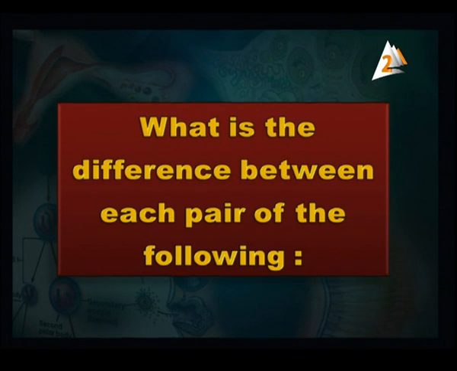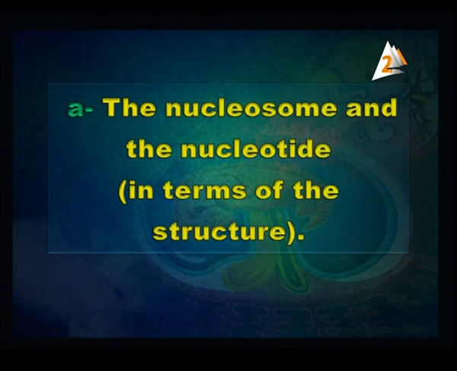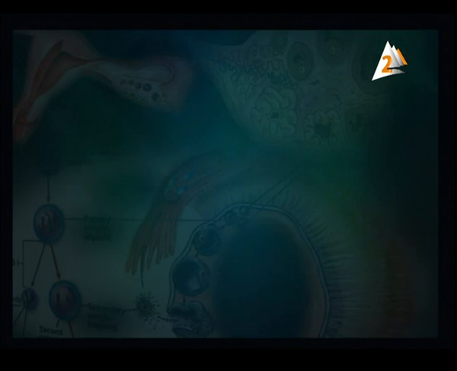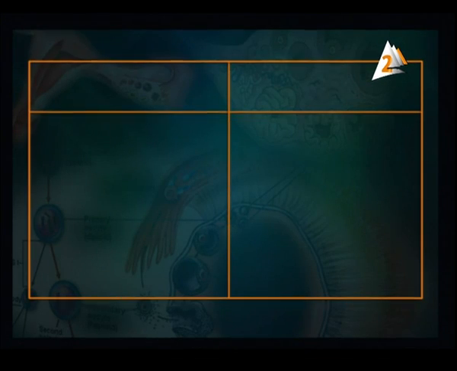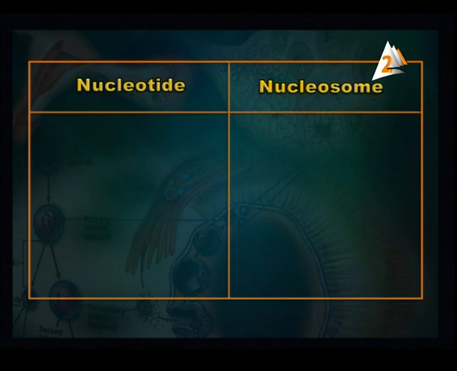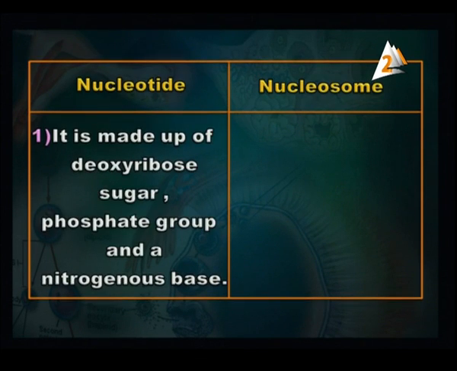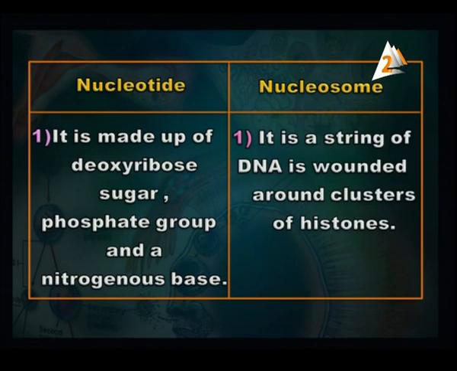What is the difference between each pair of the following? The nucleosome and the nucleotide in terms of structure. The nucleotide is made up of deoxyribose sugar, a phosphate group, and a nitrogenous base, while the nucleosome is a string of DNA wound around clusters of histones.